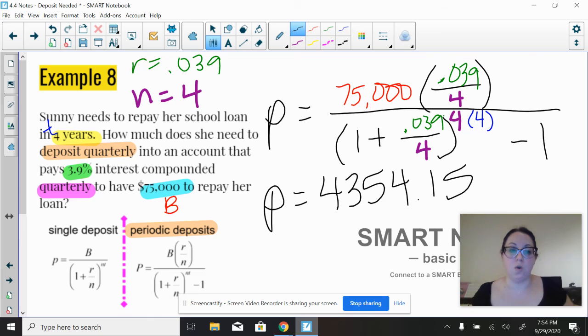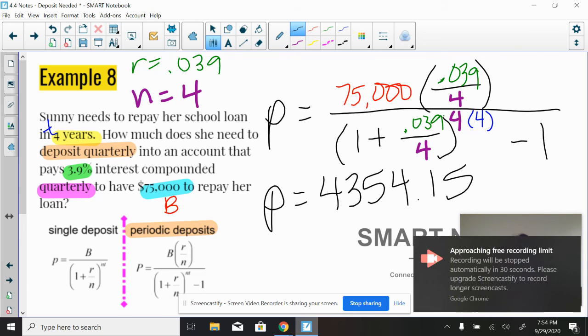Okay, we wanted that quarterly deposit that we would need. That's for 75 grand, and that is all I need to do.